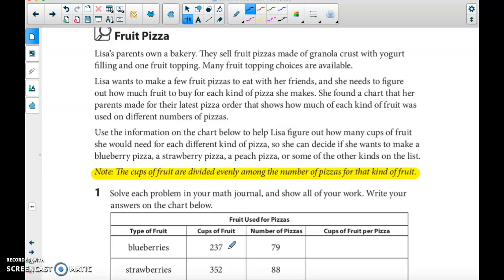You put just like we were practicing. Okay? So if I have 237 cups of blueberries, that's a lot of blueberries, and there needs to be 79 pizzas, right? I have to evenly distribute this into this. Well, if it's divided evenly, I know I'm going to use my division here. Okay? That's how much I have. That's how many groups I have. So how much is going to be in one group? All right, so I would do that division.